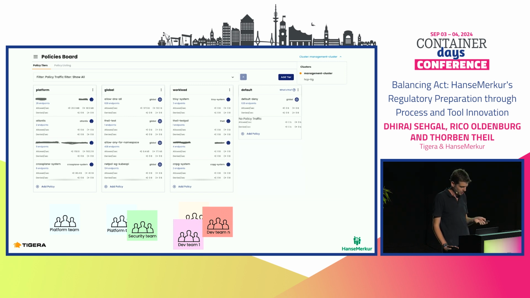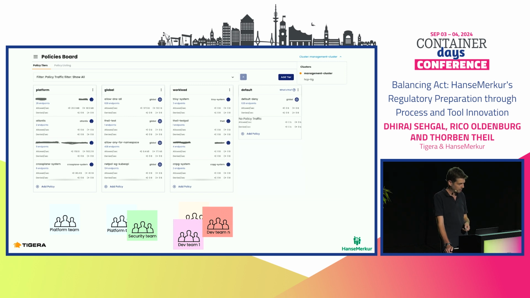Now let's say a team needs access to github.com from their namespace, then chances are good that there's already a policy. Then they need to open a merge request and add this label to the namespace, and that's basically it. Or when it doesn't exist, then they can create this merge request with the new policy. It gets reviewed by the platform team and security team and merged, and that's it.